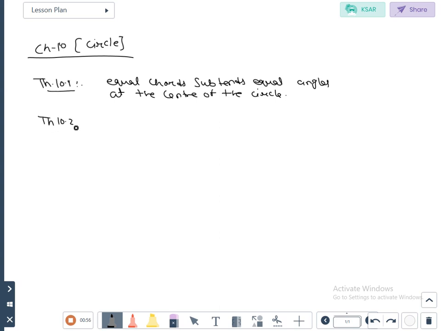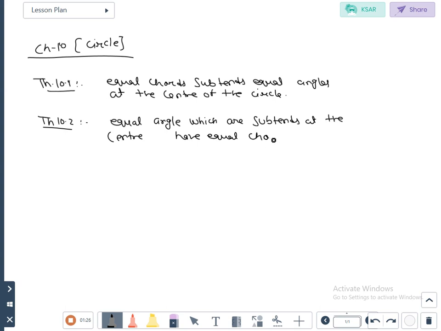Theorem 10.2 statement is that equal angles which are subtended at the center have equal chords.